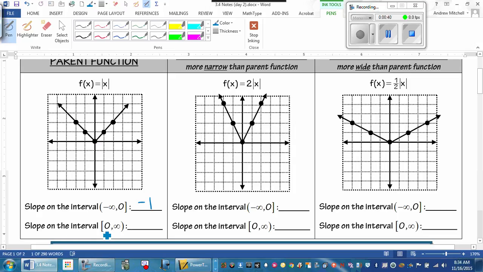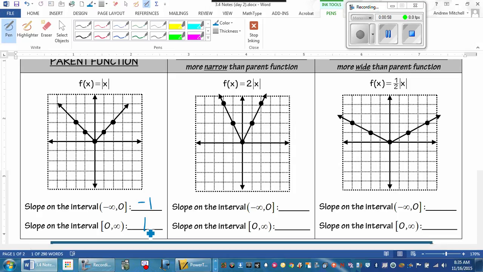How about the slope on the interval from 0 to infinity? So starting at 0, going towards infinity, towards the right, what's our slope there? Well, we go up 1 over 1, up 1 over 1. So our slope to the right is positive 1.